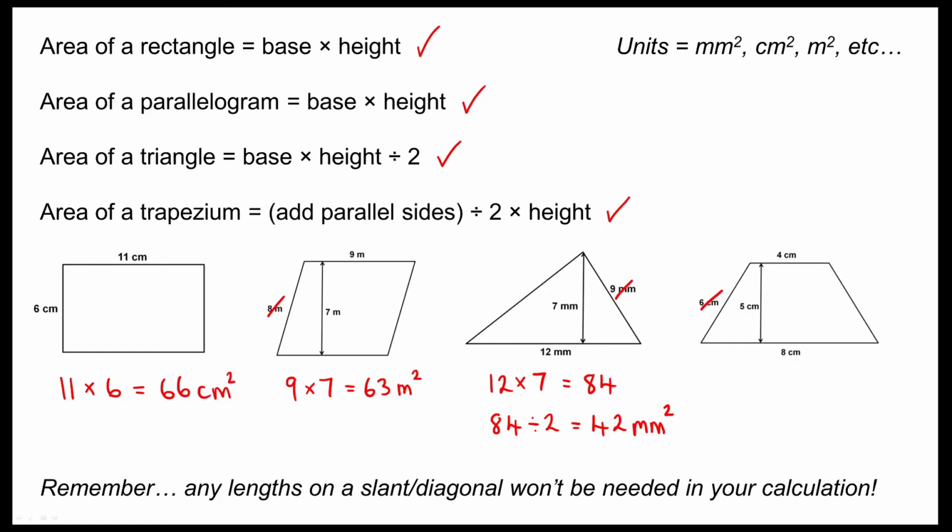And lastly, for my trapezium, it says add the parallel sides together. Well, my parallel sides are these two sides just here, so I need to do 4 plus 8, which is 12. Next step is to half that answer, so 12 divided by 2 gives me 6. And lastly, I want to times 6 by the height, which in this case is 5, the distance between our parallel sides. So my answer is 30, and again, because I'm dealing with centimetres, it's going to be centimetres squared.